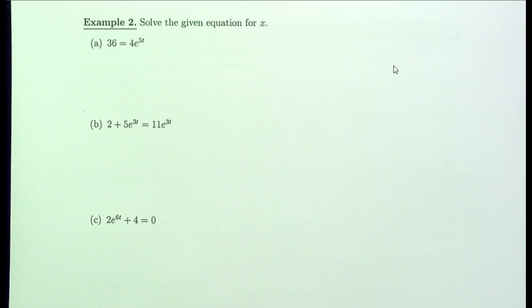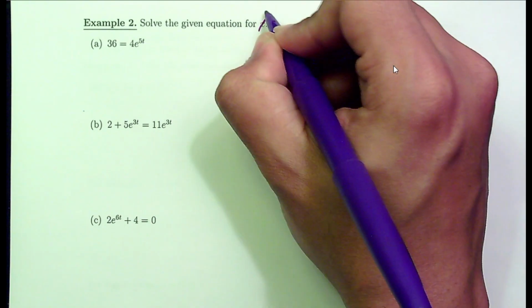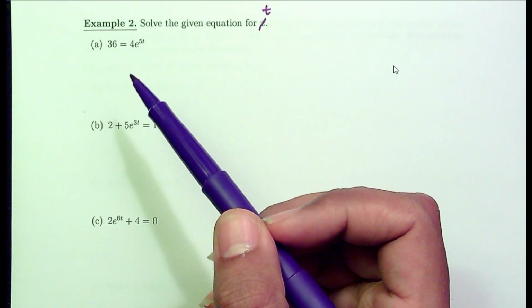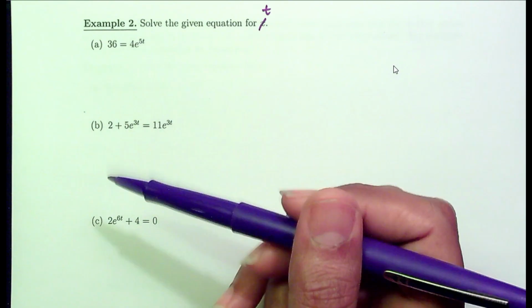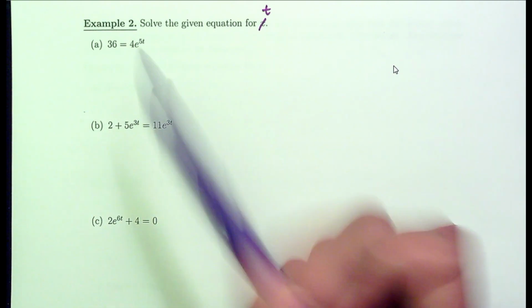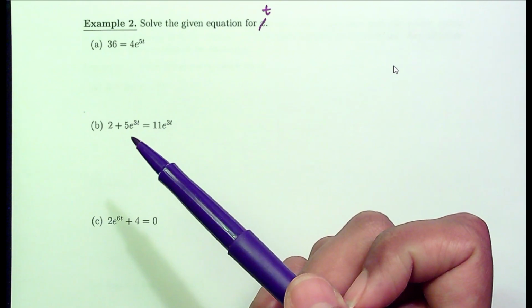Okay, this example says solve the given equation, and this is a typo. It should say for t, because all the equations are in terms of t. T is the independent variable. So solve the given equation for t. I'm going to do them all, but you should try and see if you really understood, because this is just more examples of the same thing. If you understood the previous example, well, we did all those equations, so you should pause the video and see if you can solve these equations.